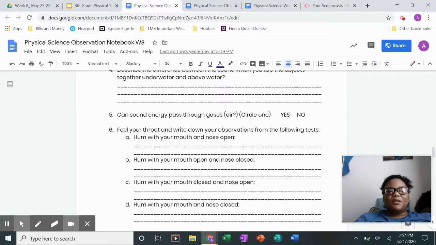A, hum with your mouth and nose open, such as this. I know it looks silly, but that's what it's asking you to do. B, hum with your mouth open and your nose closed. C, hum with your mouth closed and your nose open. And D, hum with your mouth and nose closed. Try to do that one as best you can. We, of course, have to breathe.